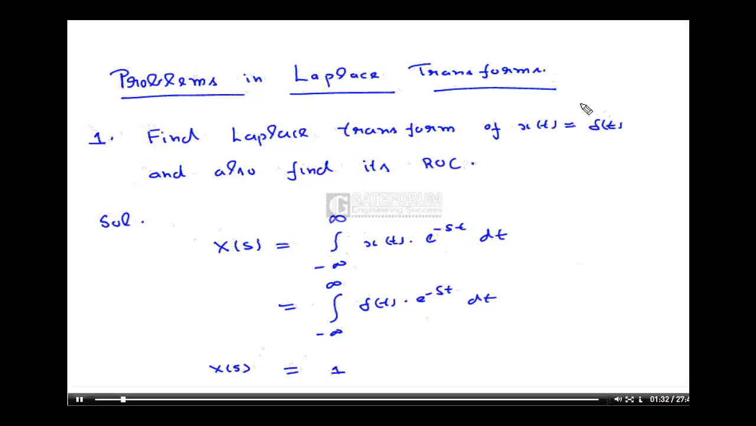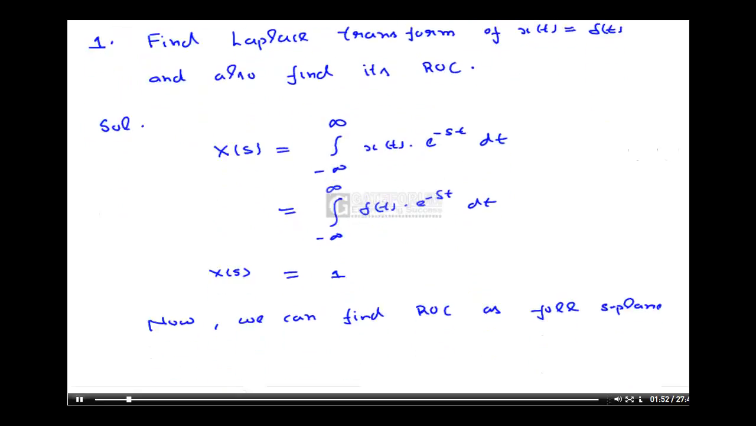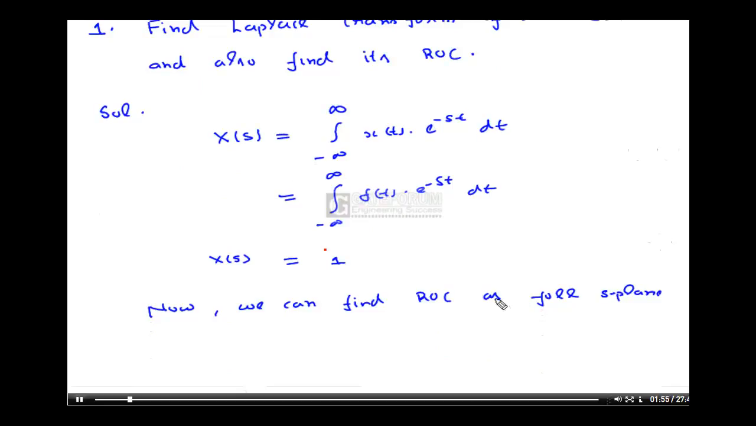Now by looking at X(s), we can find the ROC as the full S plane, because for any value of s, X(s) is always 1.